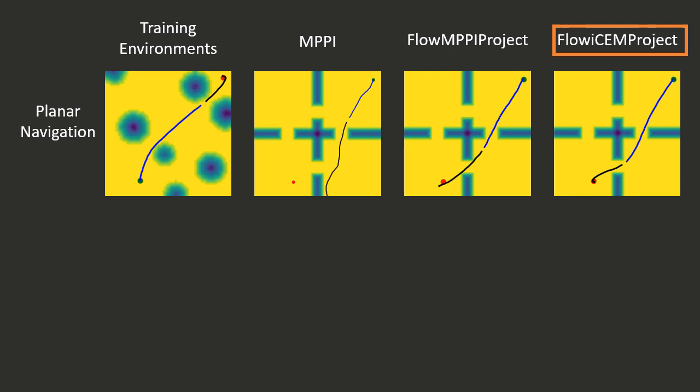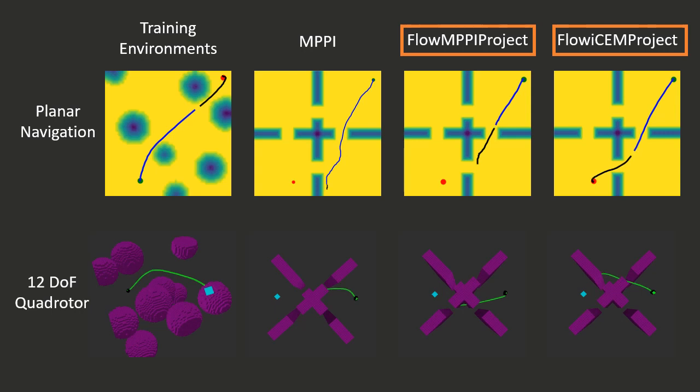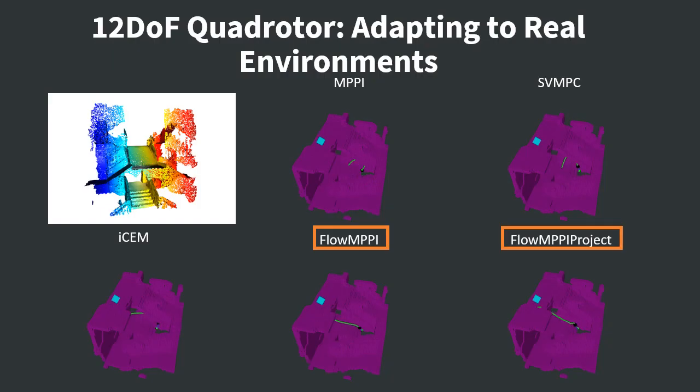We demonstrate our approach on a planar navigation task with double integrator dynamics and a 12 degree of freedom underactuated quadrotor task. In both tasks, we evaluate on challenging novel environments. We also evaluate our proposed approach for the quadrotor on environments generated from real-world data, when our method is trained only on simple artificially generated environments.